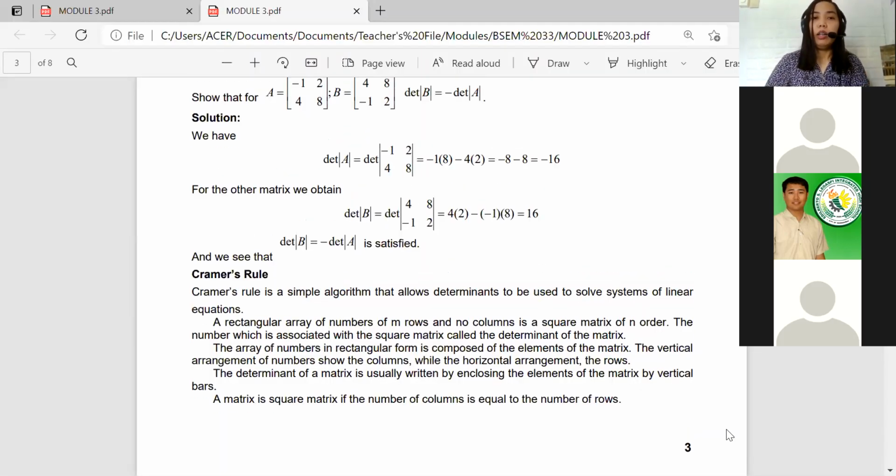And we see that the determinant of B is equal to the negative of the determinant of A. That is already satisfied. So in math, we don't just say things in words, we do it in action.